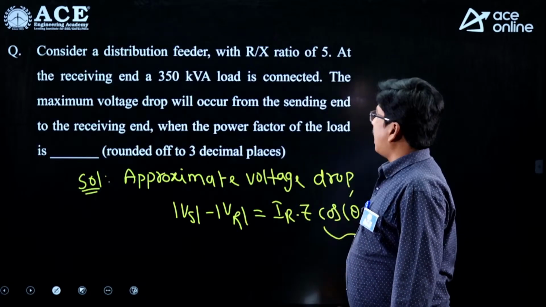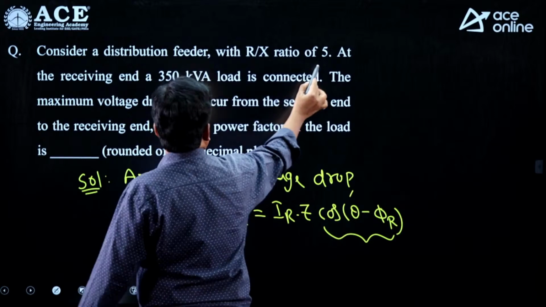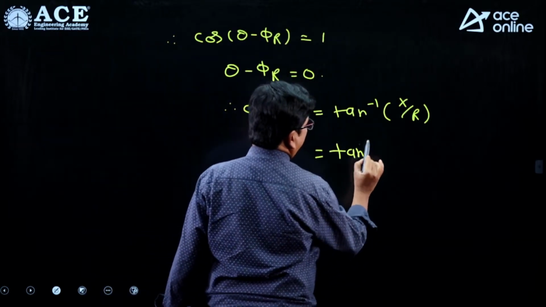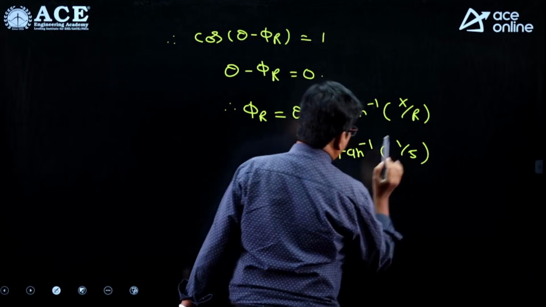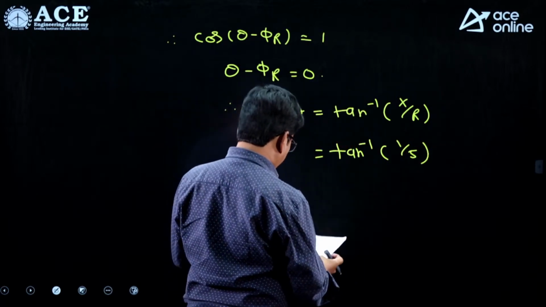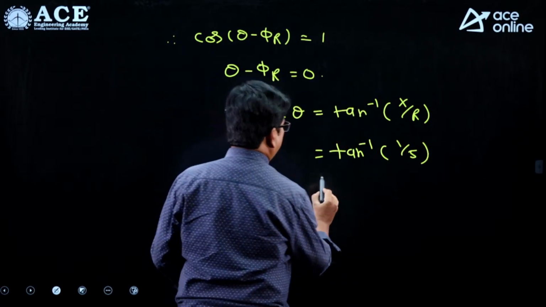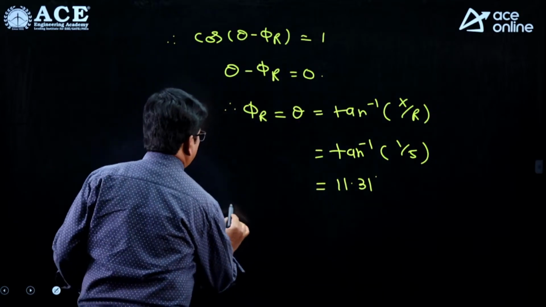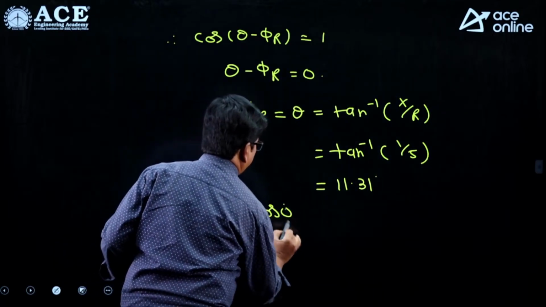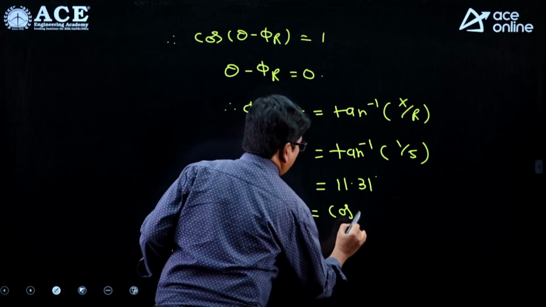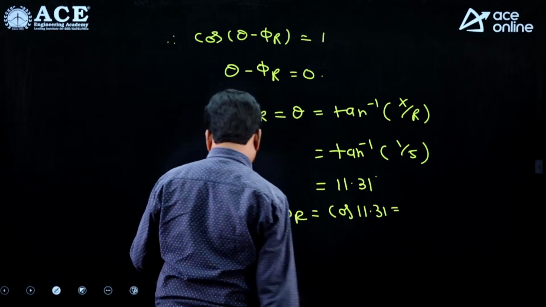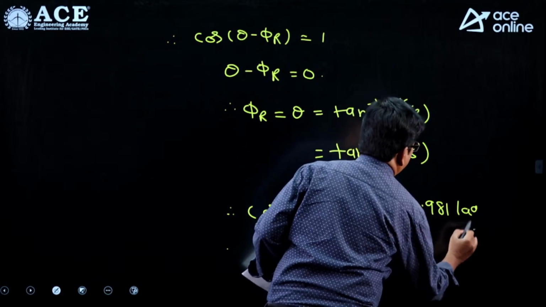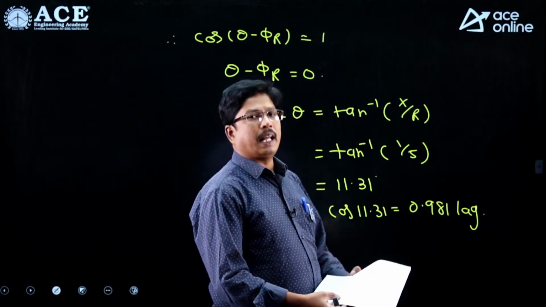They have given the r by x value. R by x is 5, so x by r is equivalent to 1 by 5. It is tan inverse of 1 by 5. If you take tan inverse of 1 by 5, you will get approximately 11.31 degrees, and they are asking for the power factor cos phi, where cos of 11.31 is approximately 0.981 lag. So 0.981 lag is the answer, right?